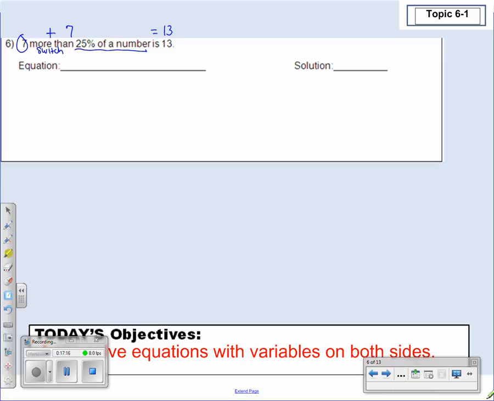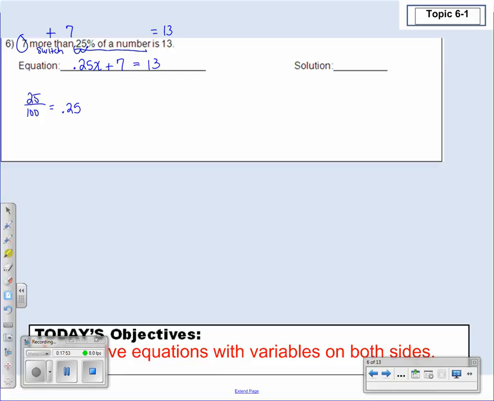25% of a number, so 25% of anything means I'm going to multiply. I need to change the 25% to a decimal. Some of you will remember 25% is 25 over 100, and that is 0.25. Others will remember if I have a decimal after the 5, I'm moving it 2 spaces to the left. So we're going to get 0.25 of a number means times a number x, more than, so more than gives us the 7, the plus, and then the 7 follows afterwards, is 13.